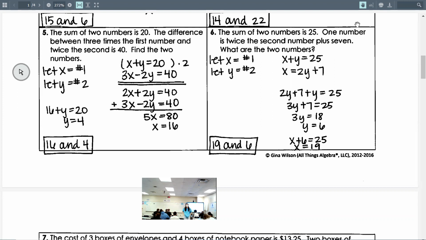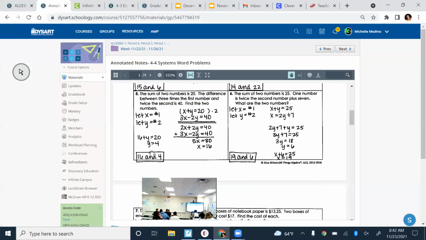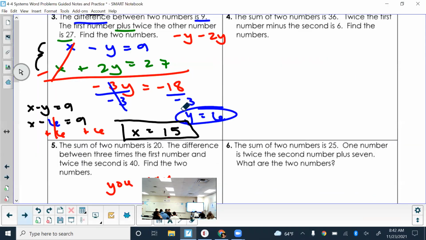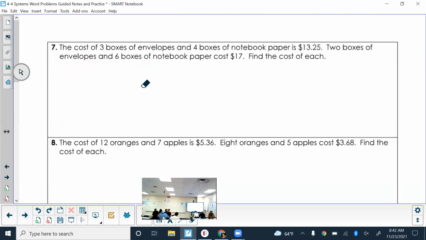All right, so let's look at another different type. So these are more like pretty simple translations. Let's look at more real world problems. So back side of the page. Let's look at number 7 together. All right, so these are kind of like the ones that are on your test. That's why I chose this note sheet.